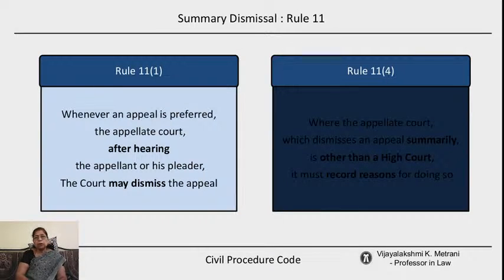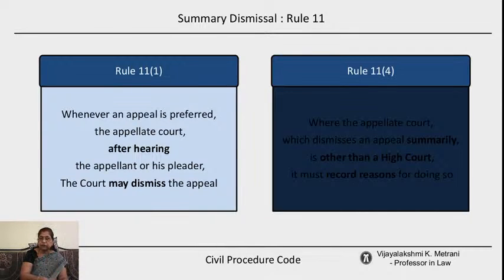Now coming to the actual hearing of the appeal. First of all, there are two things. One is the court may immediately summarily dismiss the appeal. Secondly, the court may look into the appeal, and in detail the court may hear the appeal. So there are two things.